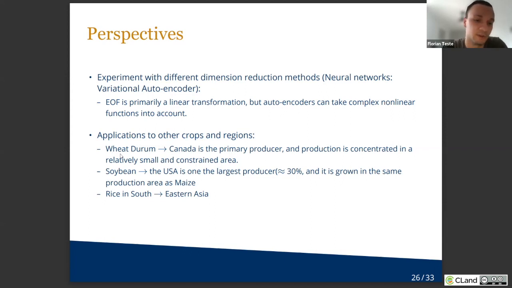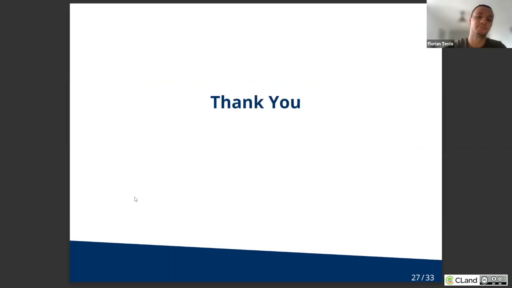Why not try durum wheat in Canada? Canada is one of the main producers in the world, and the production is relatively constrained in a small area. Soybean as well. The USA is once again one of the larger producers, and it is grown in approximately the same area as maize. I've seen some papers which now use the words corn-soybean belt instead of corn belt, and rice as well in Asia. Thank you.